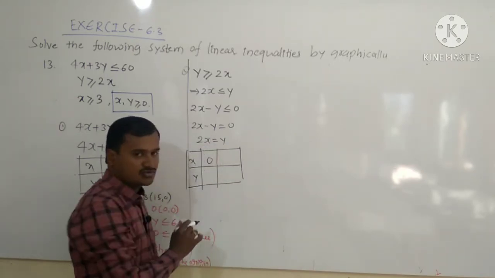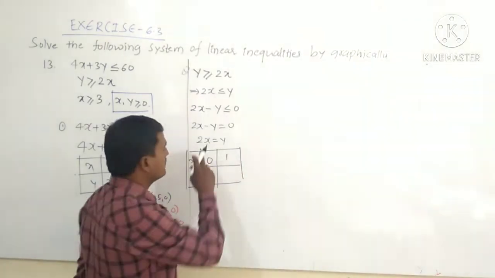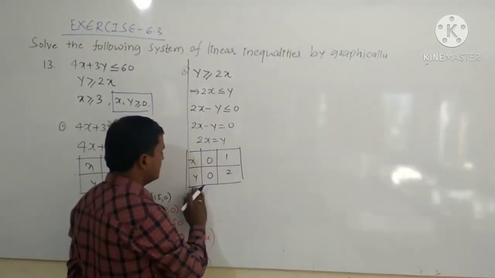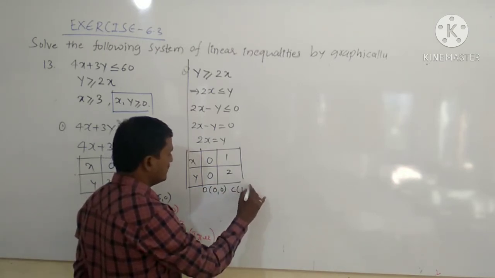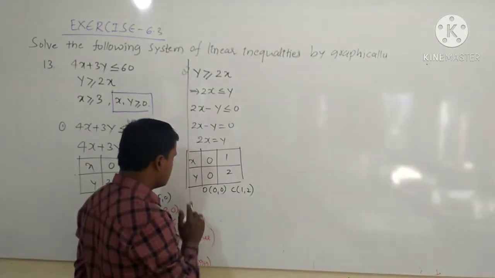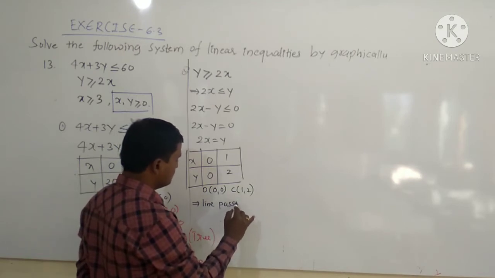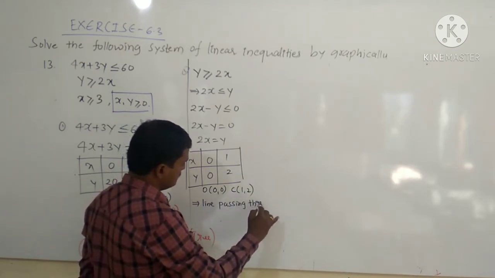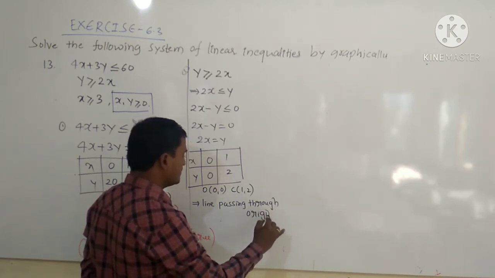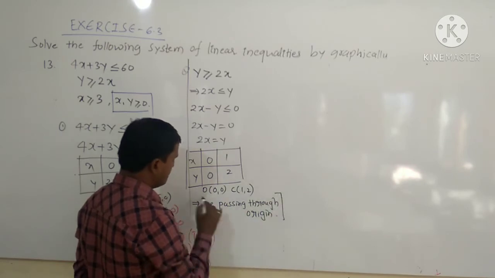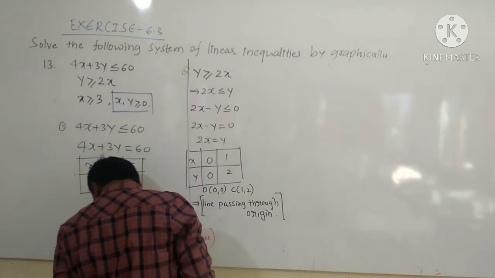Put the value of x equal to 0. What is the value of y? 0. If you substitute x as 1, what is the value of y? 2. So clearly the first point is 0 comma 0, and here I will take one more point, 1 comma 2. The first point is 0 comma 0, which means the line is passing through the origin. Okay, right. Now I have to go for verification.